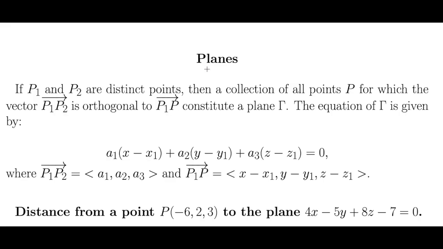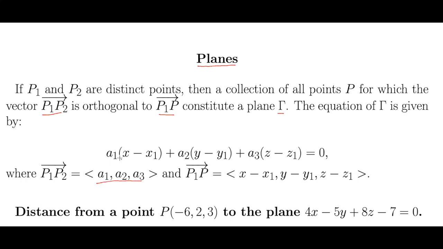Hello, so in this video we'll continue our discussion about the planes. As a revision, what did we say about the definition? If we have P1 and P2 as distinct points, then the collection of all points for which the vector from P1 to P2 is orthogonal to the vector from P1 to those points constitutes a plane, gamma. So the equation of this is given by the dot product of P1P2.